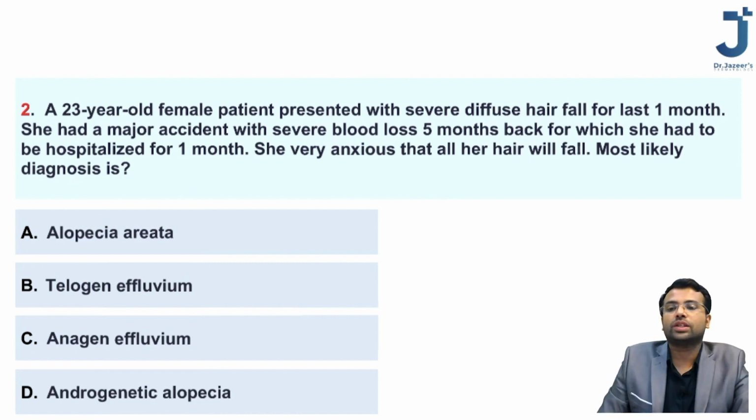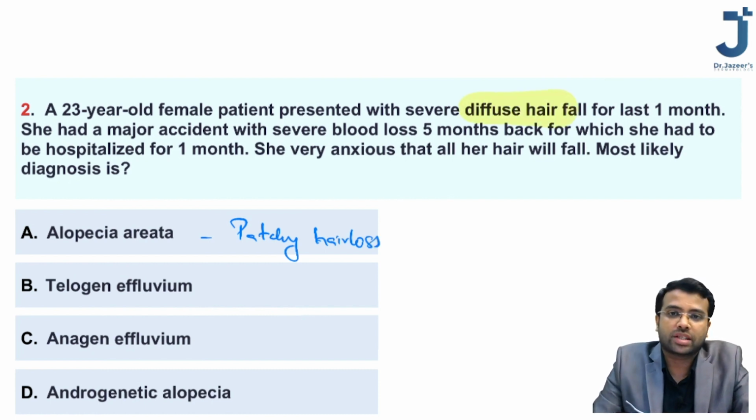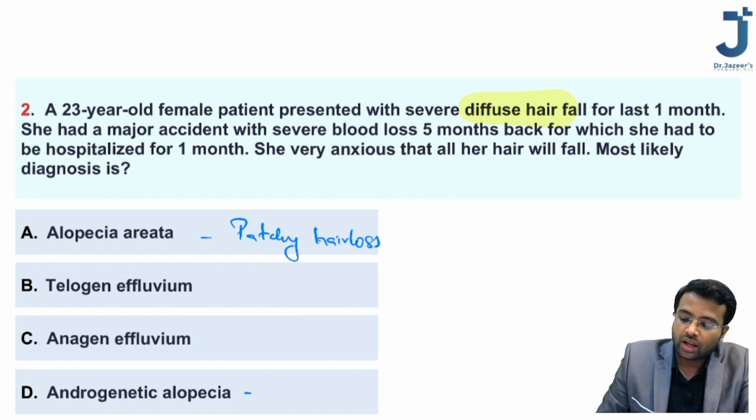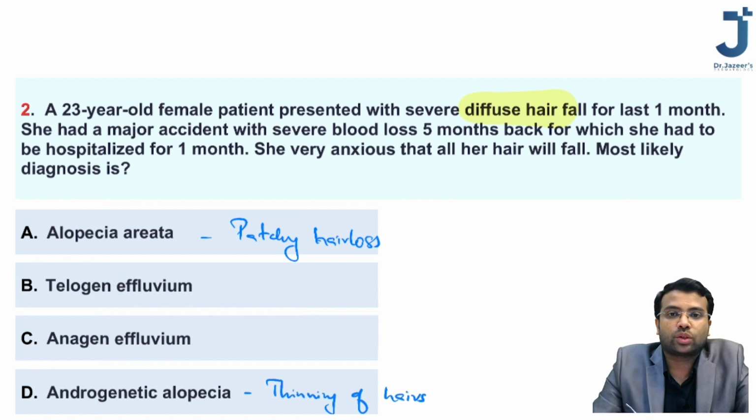Out of all these options, the first option is alopecia areata, where the patient would be complaining of patchy hair loss. You can see that the question says there is a diffuse hair fall, not a patchy hair loss. So we can easily rule out alopecia areata from these options. The second is telogen effluvium and anagen effluvium, which we can discuss later. The last one is androgenic alopecia, where the patient would rather complain about thinning of the hairs, which has two different patterns. One is a male pattern and the other is the female pattern.